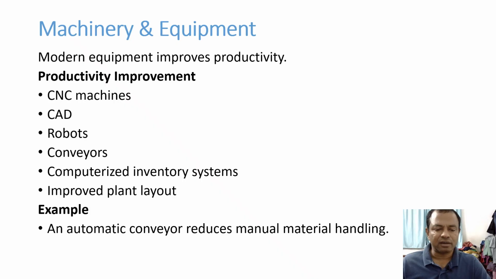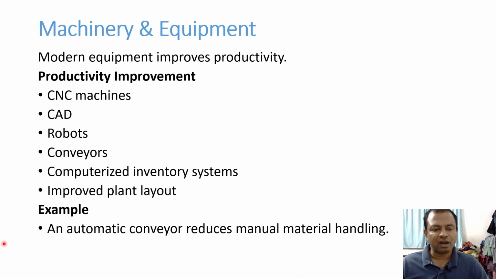Then another factor that improves productivity is machinery and equipment. So how will it improve productivity? We know that CNC machines instead of conventional machines improve productivity. CAD drawings instead of manual drawings increase productivity. Using robots rather than human beings. Then conveyors instead of hand labor, and computerized inventory systems improve plant layout.